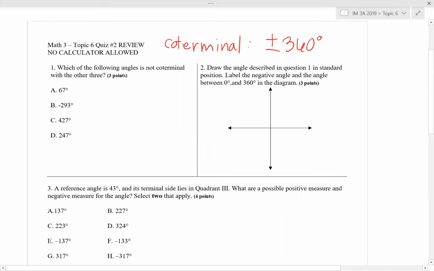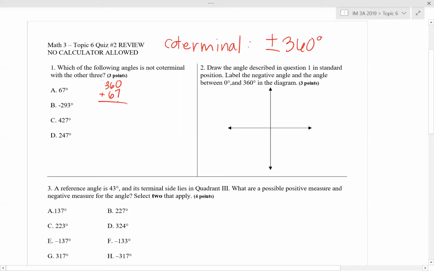coterminal angles. If I look at the first angle, it's acute, so our goal should be to get the other angles to their acute counterparts. If I have 67, what I could do is add 360. And if that equals one of these, which really is just 427, then I would know that A and C are coterminal. That would help me start to eliminate what can be the answer. So then it would be either B or D that is not coterminal.